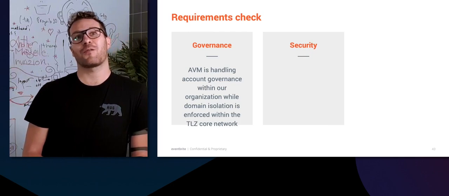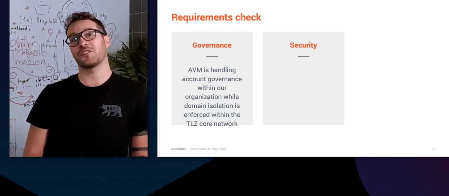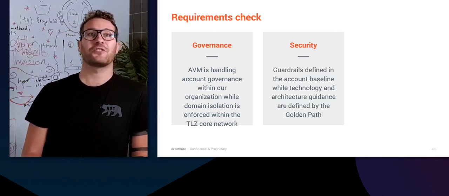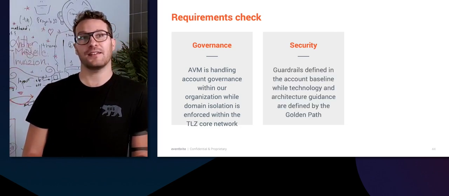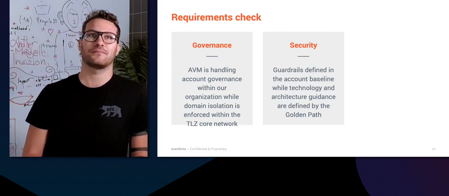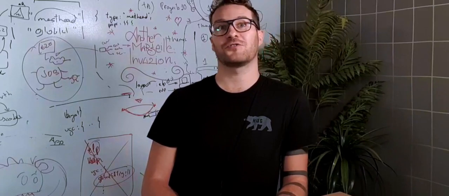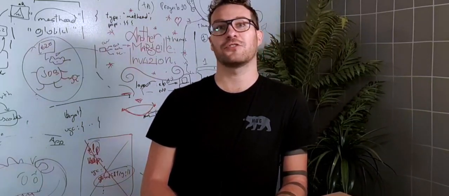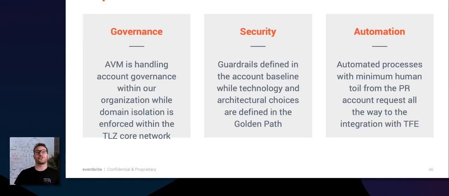For security, we're required to be able to enforce policies across all accounts to control services used and actions taken. We've shown how security guardrails are defined in the account baseline, while technology and architectural guidance are defined in the golden path. And lastly, we wanted this process to be automated with minimum human toil, with infrastructure as code used everywhere. We have shown how this was the case from the PR account request all the way to the integration between Terraform Enterprise and our VCS.